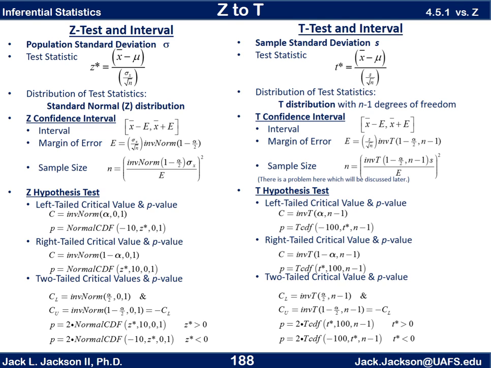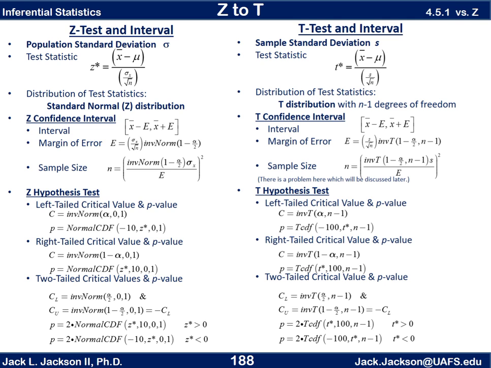Everything's very straightforward the way it's changed. Anytime you use the population standard deviation, which is known over here in the z-test, you use sigma. The corresponding thing in the t-test, since sigma is unknown, you use the sample standard deviation s. So sigma is replaced by s. When you do that, the z star test statistic over here, x bar minus mu over sigma divided by square root of n, becomes x bar minus mu over s divided by square root of n. That becomes the t star test statistic over here.